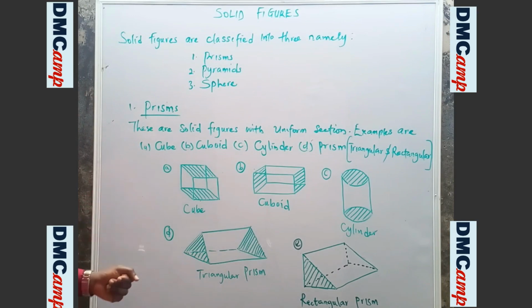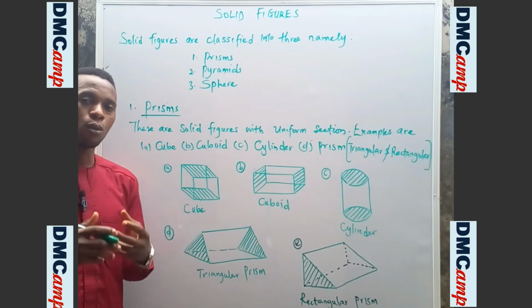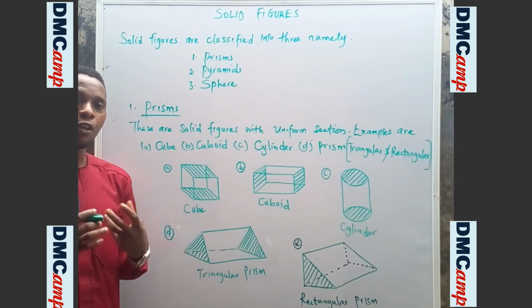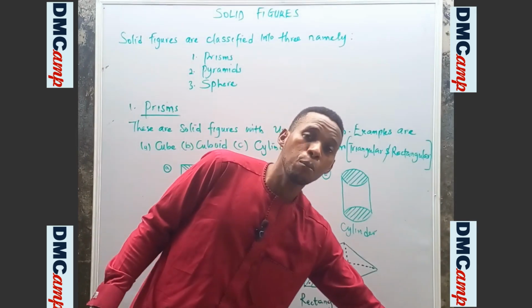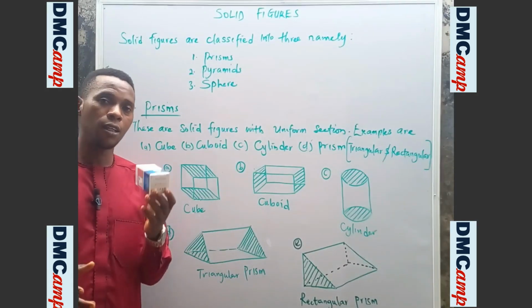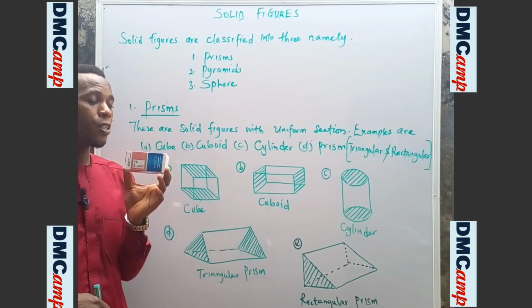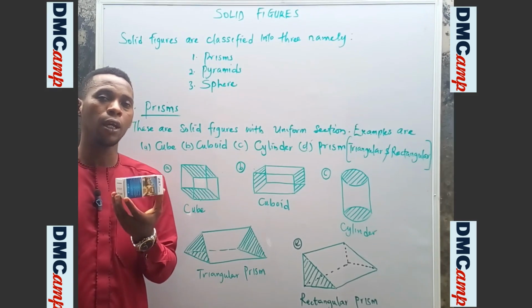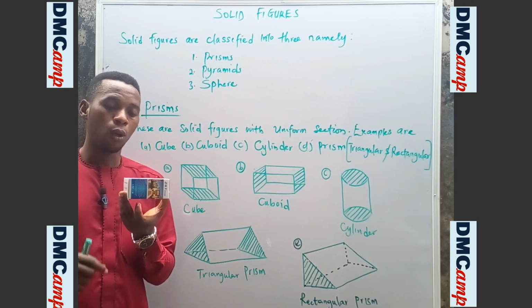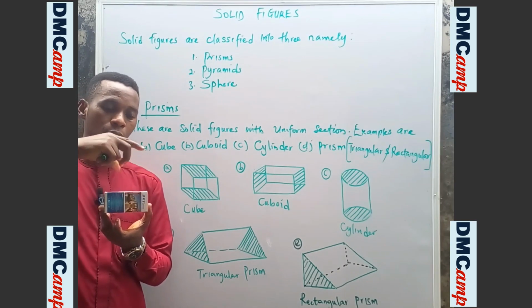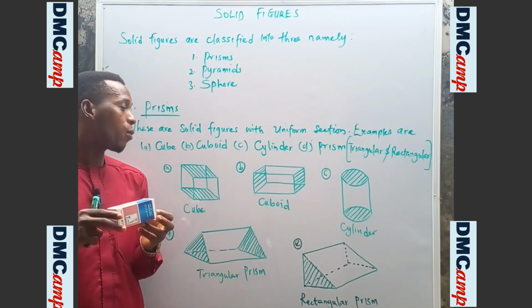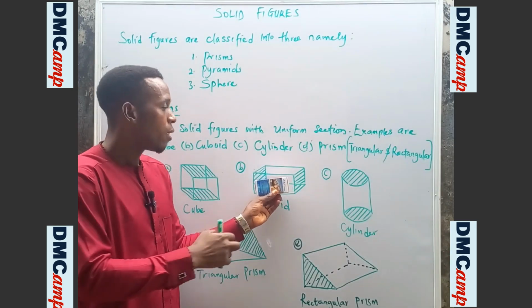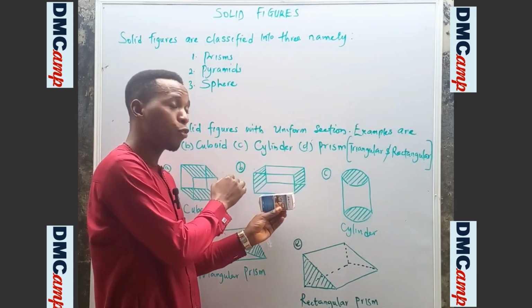Now, what are prisms? These are solid figures with uniform cross section. Let me give you an example of this. This is a cuboid. Now, in this cuboid, a cuboid is simply a solid figure with 8 vertices, 12 edges, and 6 faces. And you can see from here, this is the cross section of this cuboid.